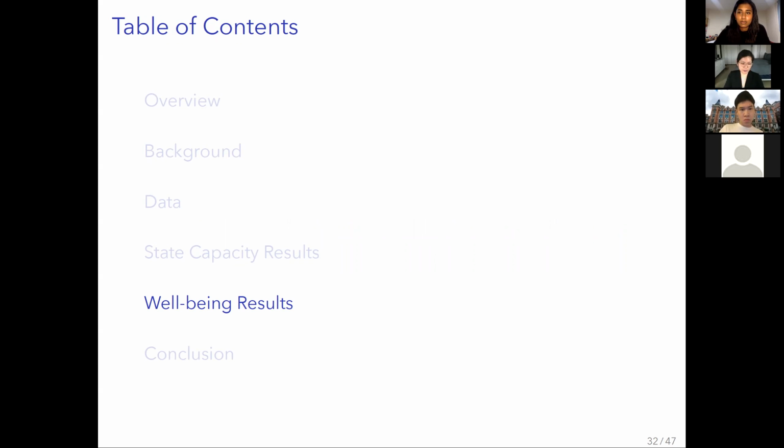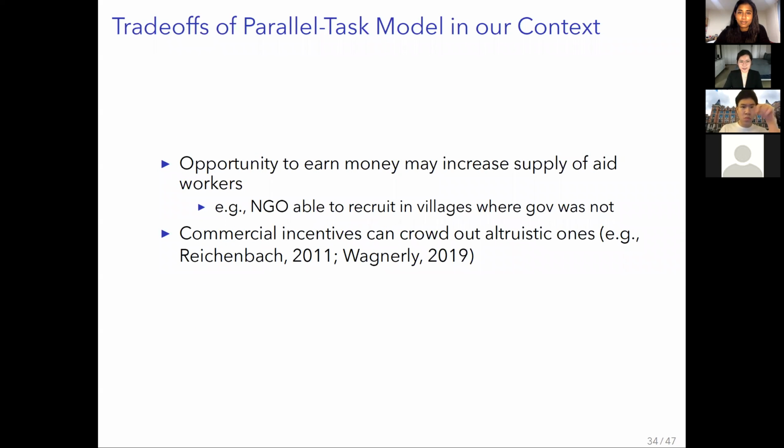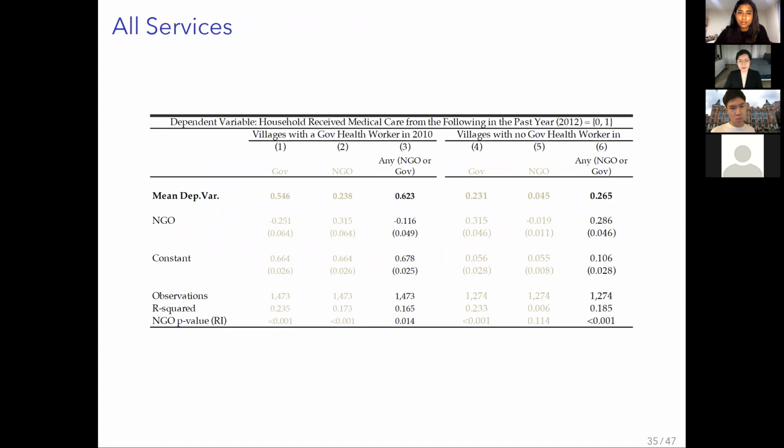Let me just check time. Oh, I have 4 minutes. So for that, let's look at well-being. What is the effect on well-being? I'm just going to go ahead into the results because we only have 5 minutes left.